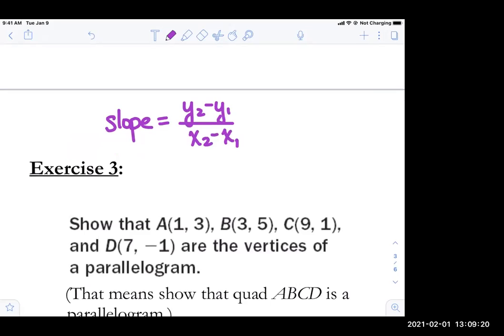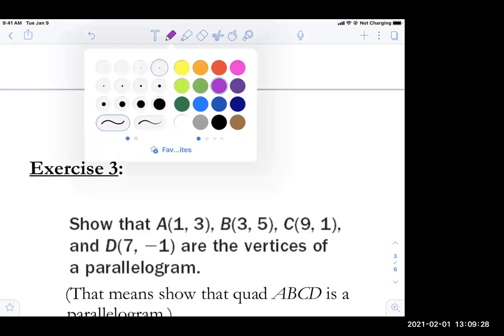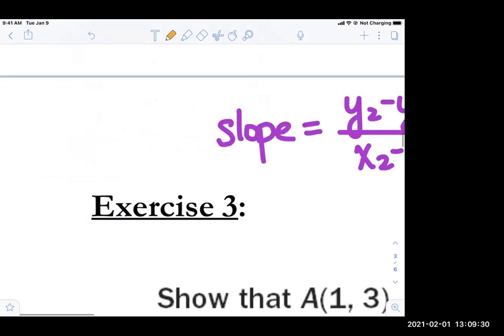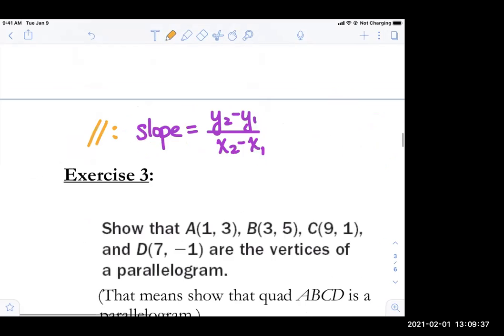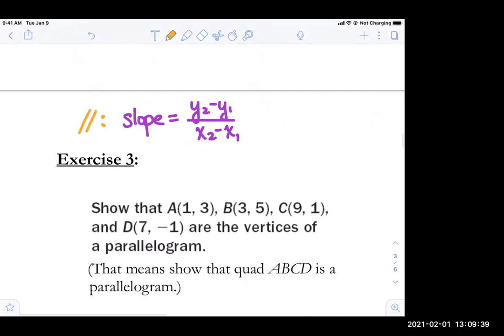What do you think we would be using slope for? To show parallel, or to show congruent, or to show a midpoint? Probably parallel, right? So if you're trying to show that segments are parallel, we're going to be using slope. Now, slope would also tell you perpendicular, but we don't need that right now for what we're doing.